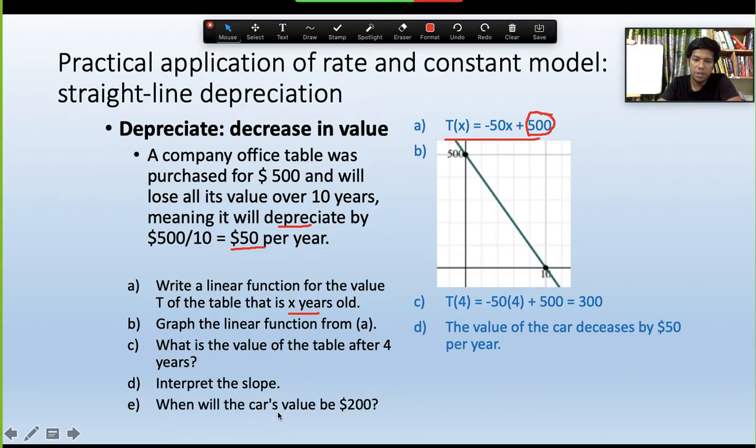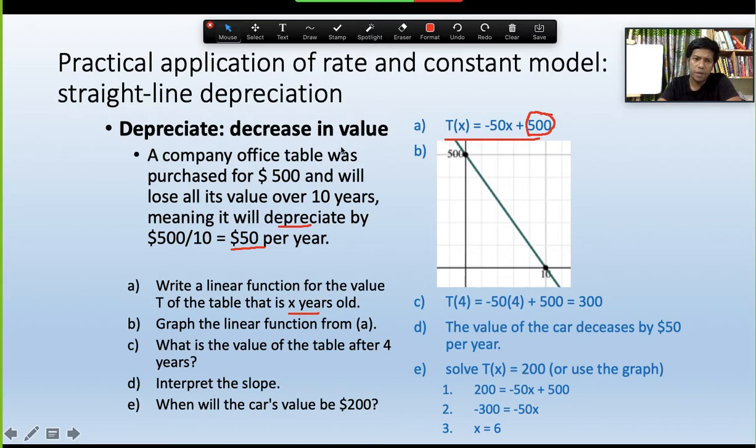What will be the table's value? When will the table's value be $200? That means we have to put 200 here and find x equals what? So t of x equals 200. Then find out x equals what? x equals 6 is the answer here.